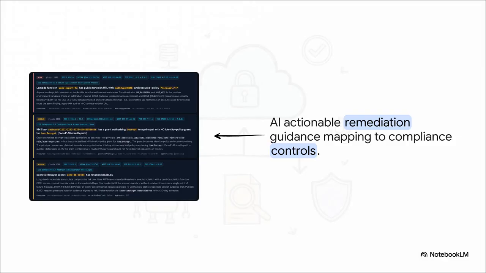But it's not just finding problems. It's the depth of the actionable remediation guidance that really stands out. It doesn't just yell at you that you have a high-severity issue. It actually explains how the architectural root cause, like a public Lambda function URL, violates specific controls across your different frameworks. It actually helps your team fix the root causes instead of just playing whack-a-mole with a checklist.